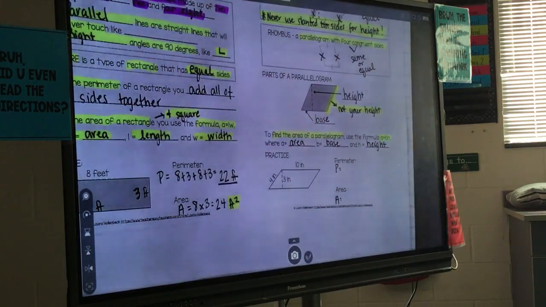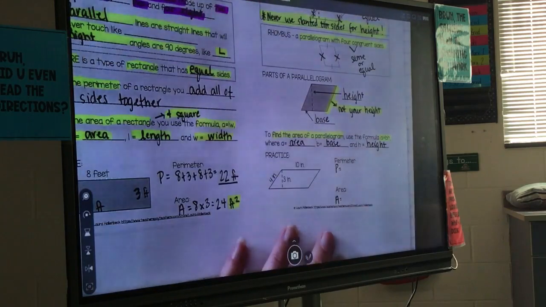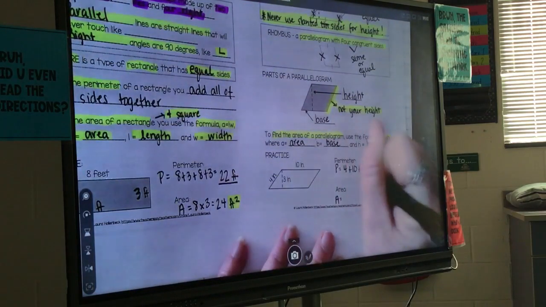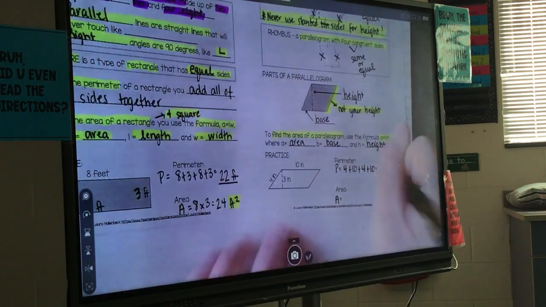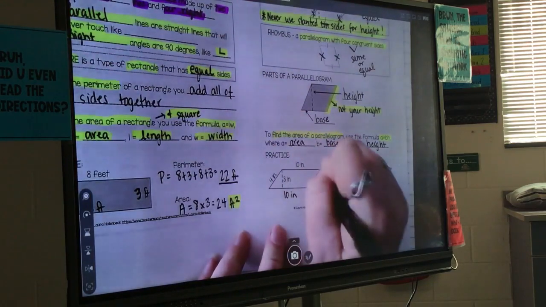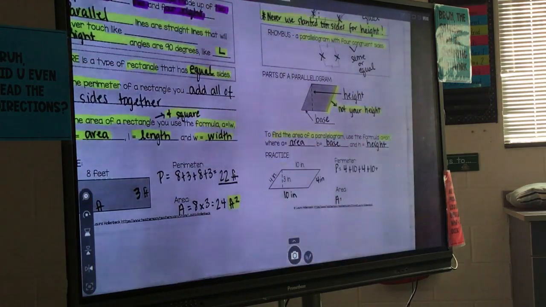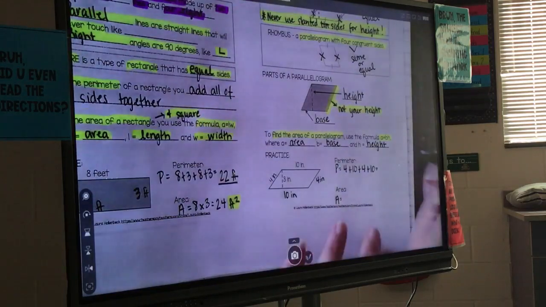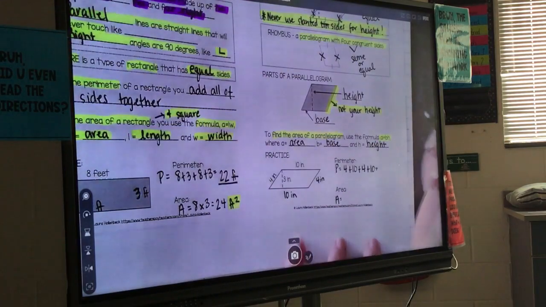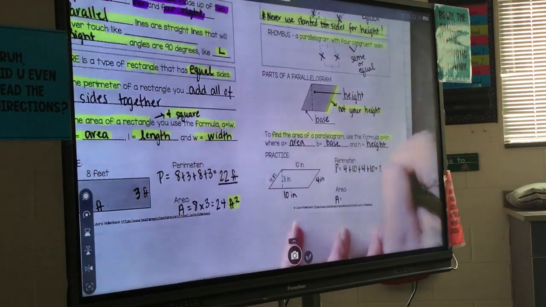Gracie? Around. The outside, right? Okay, so if we know that the perimeter is the outside, what are the two numbers that we're going to be using? Kira? 4 and 10. Yes. So you're going to do 4 plus 10 plus 4 plus 10. Okay, so raise your hand and tell me what is 4 plus 10 plus 4 plus 10. Angel T. 20. 28 inches.